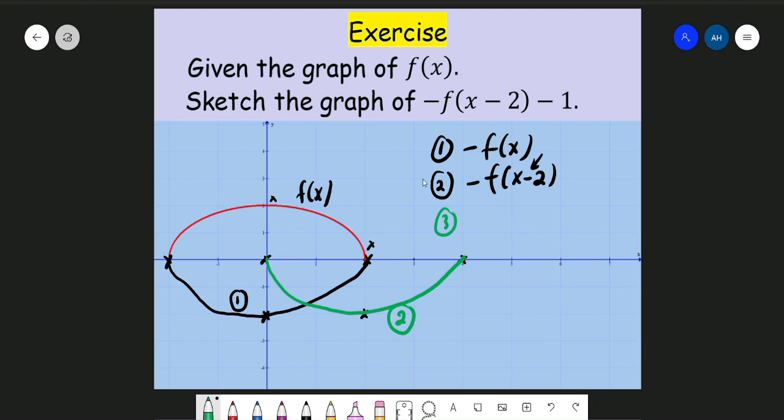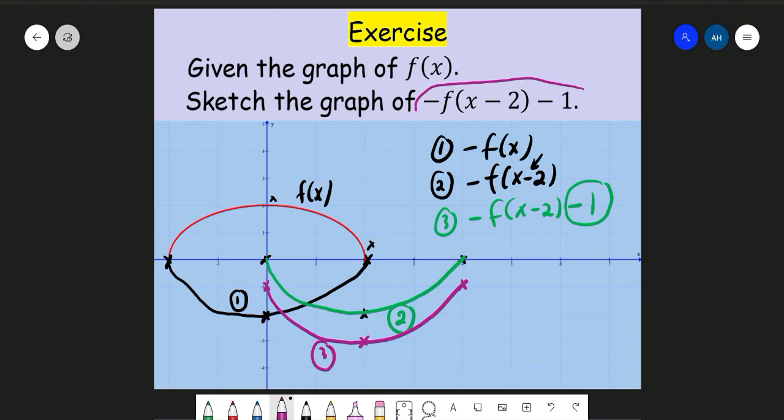Now for number 3, we have negative of f(x minus 2), and we have to subtract 1. Subtracting 1 here means we have to move the graph 1 unit downwards. So, the same position, but move the graph 1 unit downwards. Let's use this color. 1 unit downwards, that point will be moved over here. This point will move to this point. So the graph will be this one. This is number 3, and that will be the graph of this whole thing. So if this is f, this will be the graph of negative f(x minus 2) minus 1.